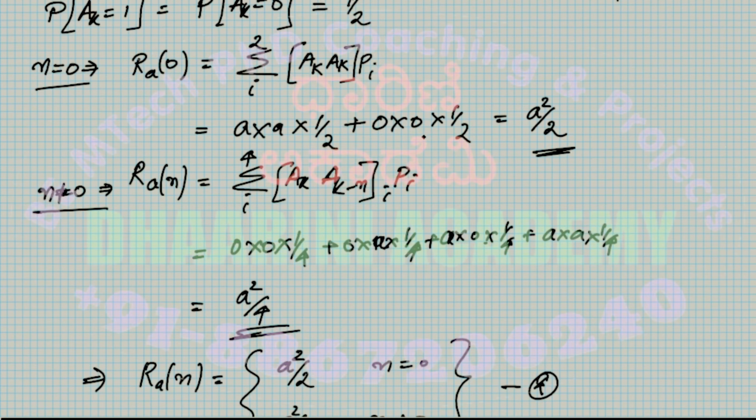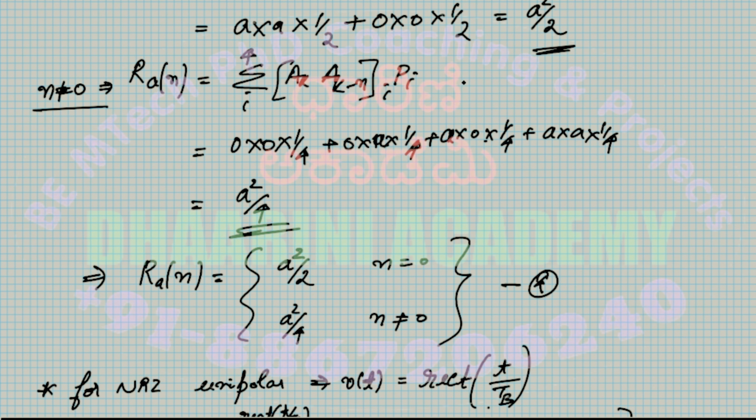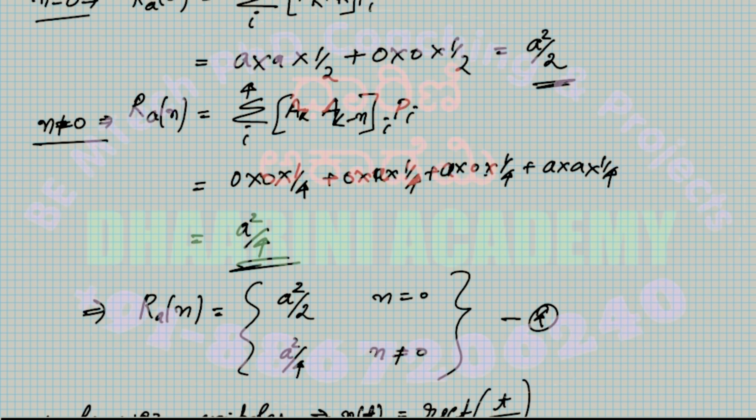So i is equal to 1 to 2, right? ak into the individual probabilities. So we'll expand this. So 0 into 0 into half. Once again, A into A, because it is 1 into 1, right? 1 is represented as A. Okay, so simplify, you get A square by 2 as the answer.